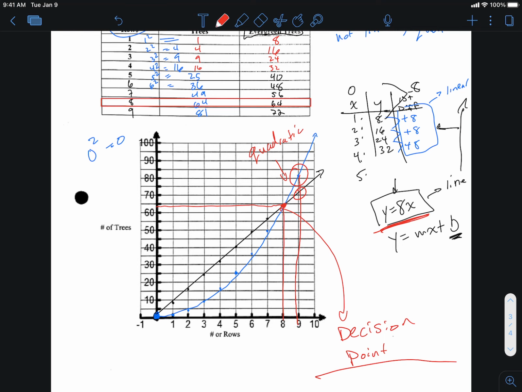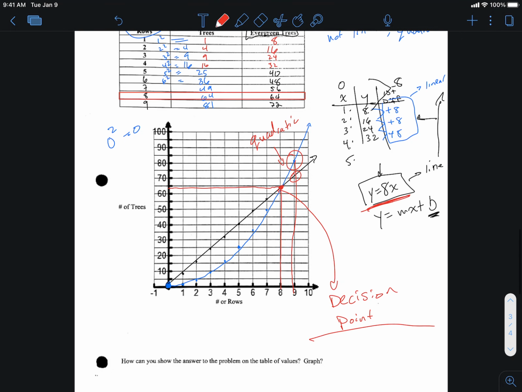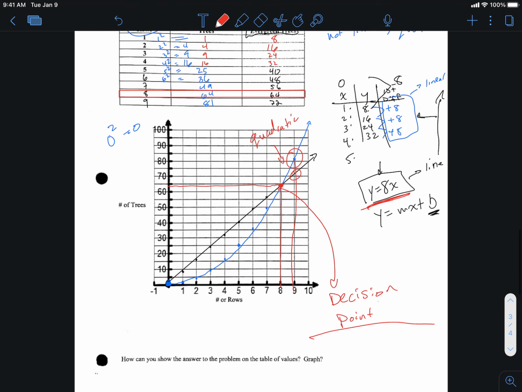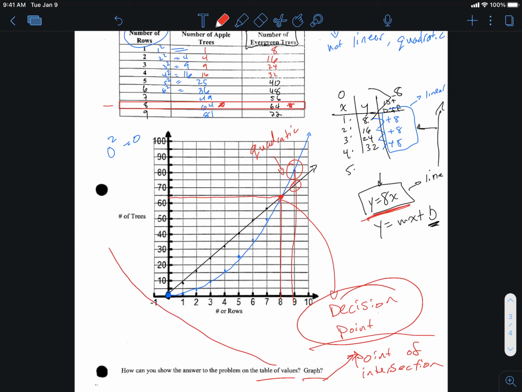Okay? So, one more question. So we kind of answered, how can you show the answer to the problem on the table of values and in the graph, right? What we see here on the table of values, that the number of trees match. And on the graph, we just talked about the decision point, or the point of intersection. Okay? That's how we can tell in both of these instances. Table values or the graph. Graph is the point of intersection. Table values is where the numbers are the same.